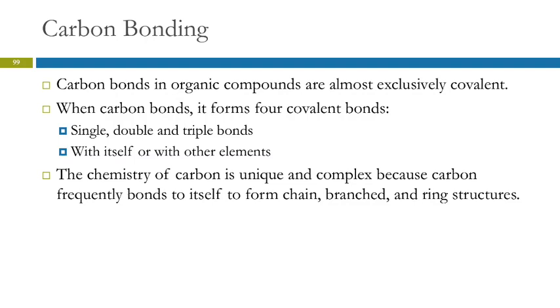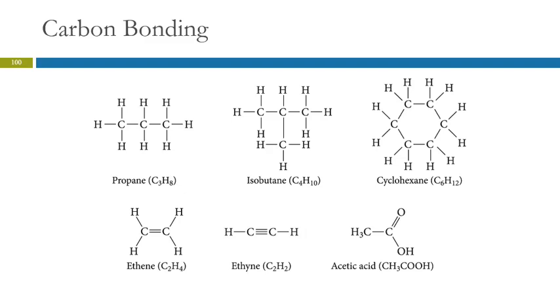What makes the chemistry of carbon unique from other, like oxygen chemistry or something, is that carbon frequently bonds to itself to make long chains, branched structures, and ring structures. And so it has a wide variety of different types of compounds. Here we see a straight chain where there's 3 carbon atoms and they form a line. And then what makes up the other bonds needed are hydrogen atoms.